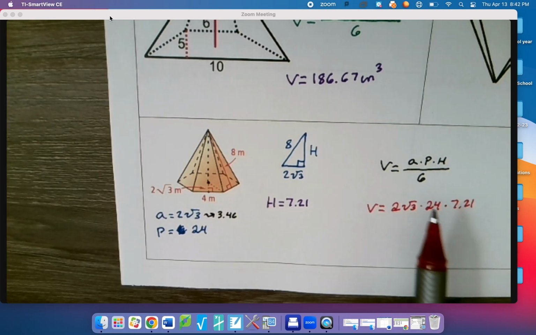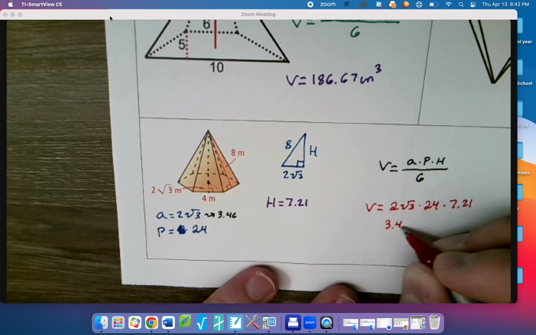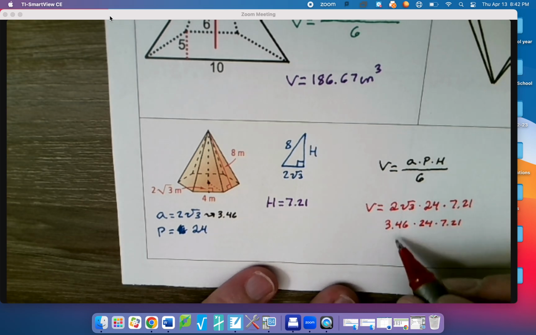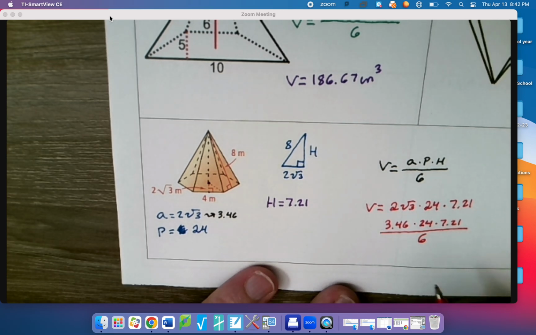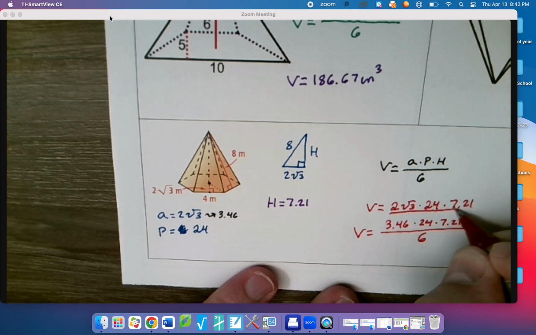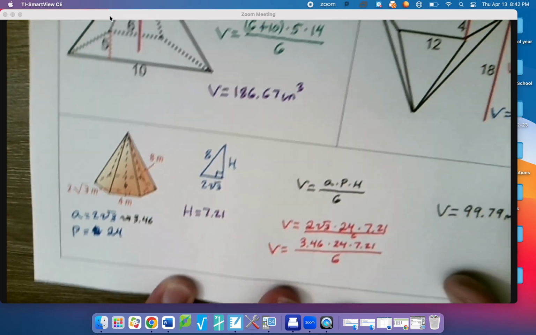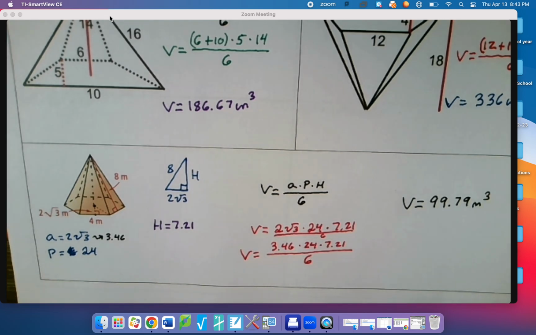So a few things that I need to add to my notes and show you on the video. I stopped right here to convert my apothem into our decimal. That way we're all in decimal form. I then have to divide this whole thing by 6 to find our volume. The same thing up here. We'd have to divide it by 6, which brings our volume to 99.79 meters cubed.